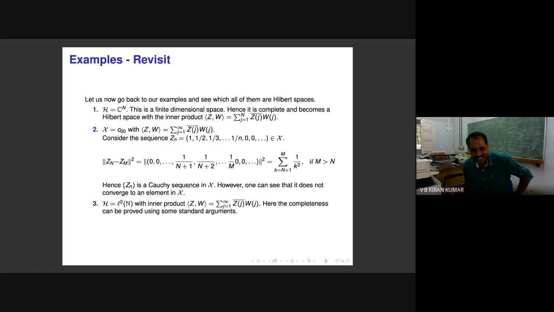In fact, the completeness can be proved using some standard arguments, but let me skip the proof here. A little bit of technique is involved, but it's a standard argument. You start from a Cauchy sequence in L2 N, and then you prove that componentwise it will be a Cauchy sequence in the complex plane. And since the complex plane is complete, you will have a limit for that. And using all these limits, you form a vector and prove that it is in L2 N and convergence happens. That's a standard argument, but let me skip the proof. But this gives you the most important example of a Hilbert space.